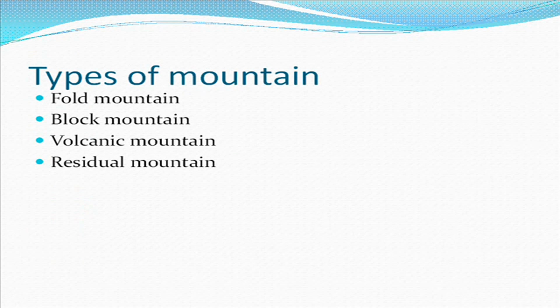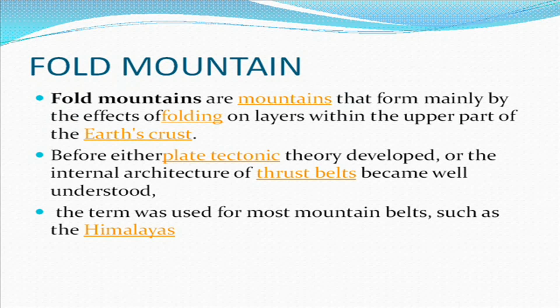Types of mountain: fold mountain, block mountain, volcanic mountain, and residual mountain. Fold mountains are mountains formed mainly by the effect of folding on the layers within the upper part of the earth's crust, before plate tectonic theory development or the internal architecture of thrust belts became well understood. The term was used for most mountain belts, for example the Himalayas.